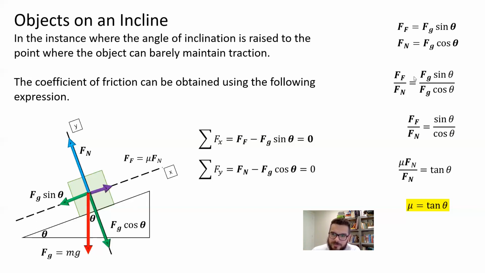So keep on going, and I've set up the new equation where they're related to each other, where I've divided both equations by one another, and what I can do now is simplify. Fg divided by Fg is equal to 1, so that falls out, and I'm left with sine divided by cosine. Frictional force and normal force proceed into the next step.